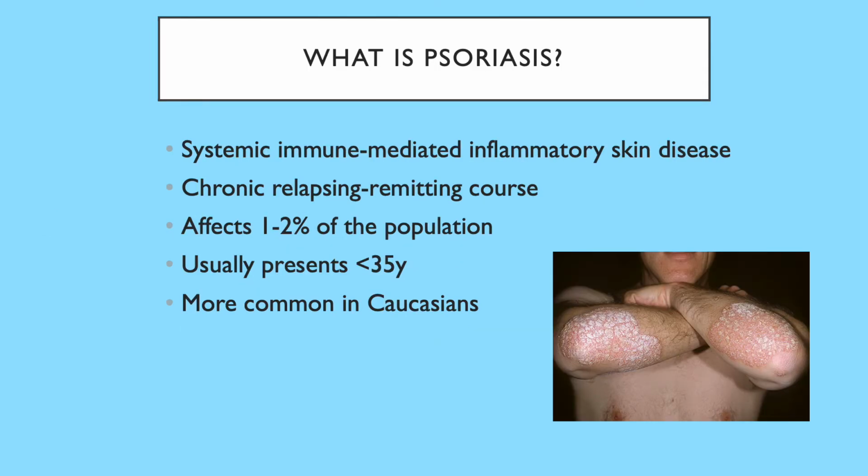So what is psoriasis? Psoriasis is a systemic immune-mediated inflammatory skin disease. It typically has a chronic relapsing remitting course and tends to persist for life. It affects 1 to 2% of the population and affects men and women equally. It can occur at any age, but most cases present before the age of 35 years. And it is more common in Caucasians.